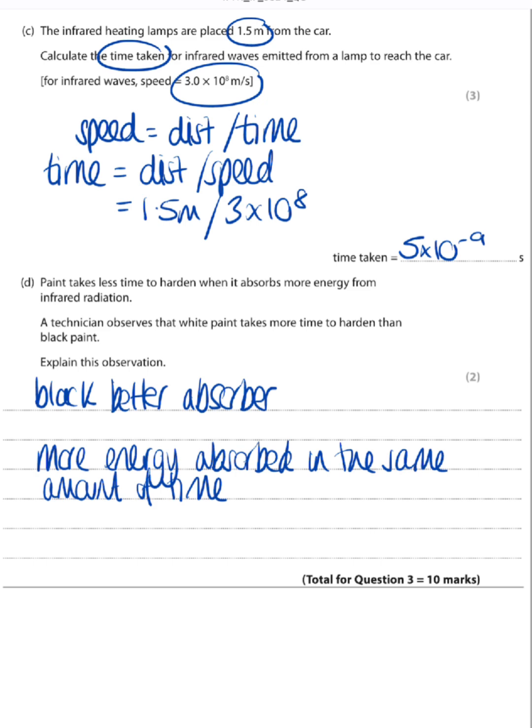And again, you can give the reverse argument, so you can talk about the fact that the white is a worse absorber and therefore less energy is absorbed in the same amount of time. Either of those will work.